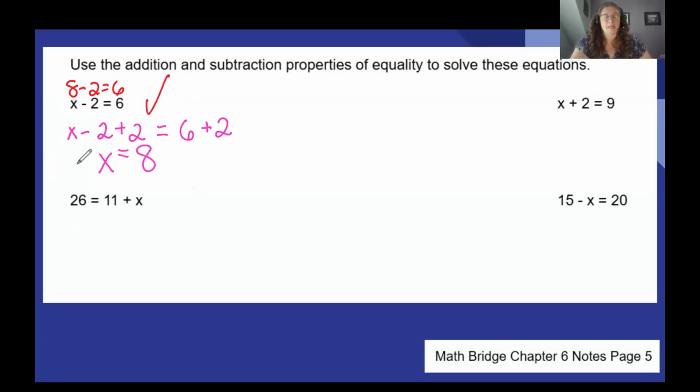All right, on your own, I'd like you to try 26 equals 11 plus x, x plus 2 equals 9, and 15 minus x equals 20. Our goal is to find the value of x using these addition and subtraction properties of equality to keep our equation balanced so that both sides remain equal to each other, but we get x by itself on one of the sides.